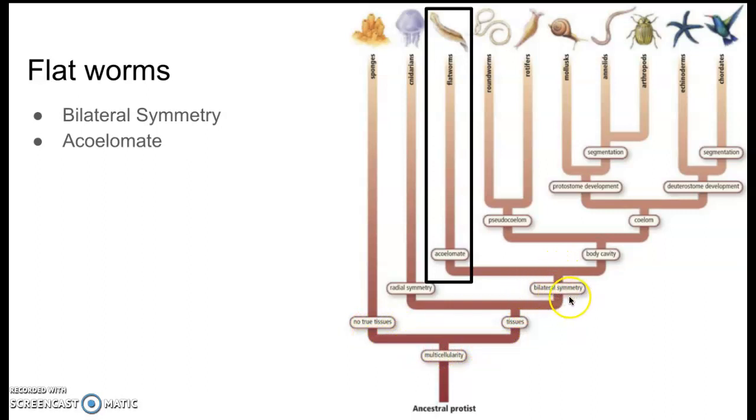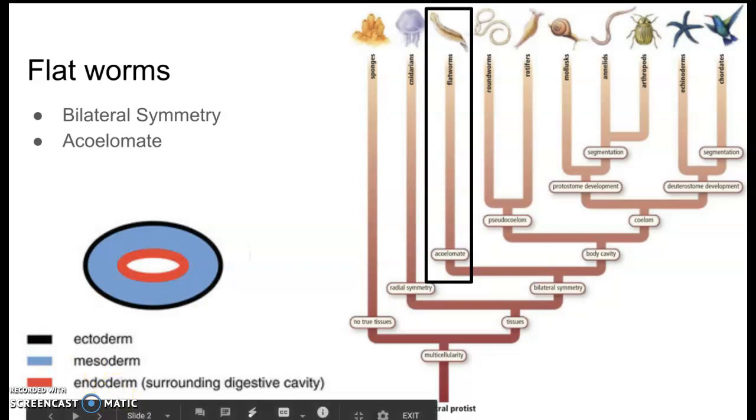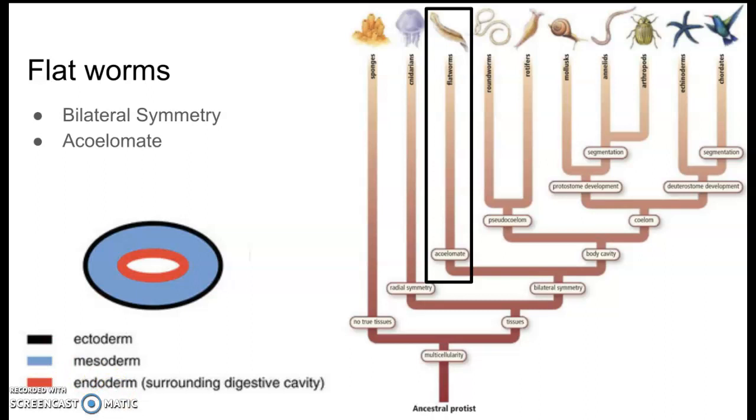As you can tell, all the organisms that we're going to be looking at from here on out have bilateral symmetry. They belong to the group of acoelomates, so they do not have an internal cavity. When you remember that, that means there's no space for them to develop organs. So they have the space where they do the digestive system, and then they have the endoderm, the mesoderm, and the ectoderm all together.